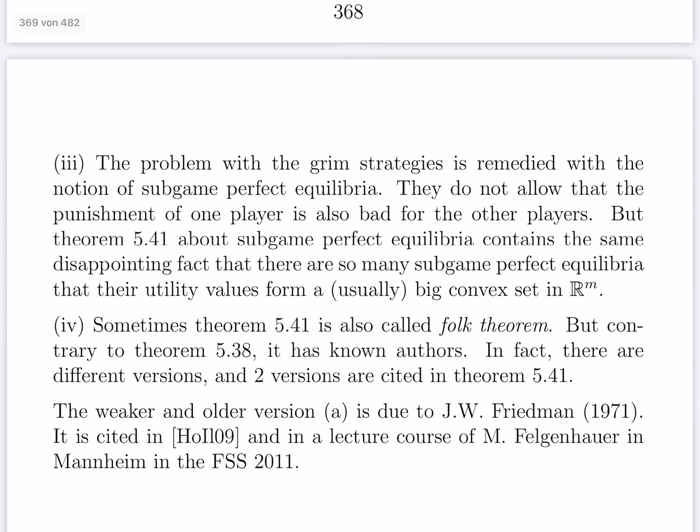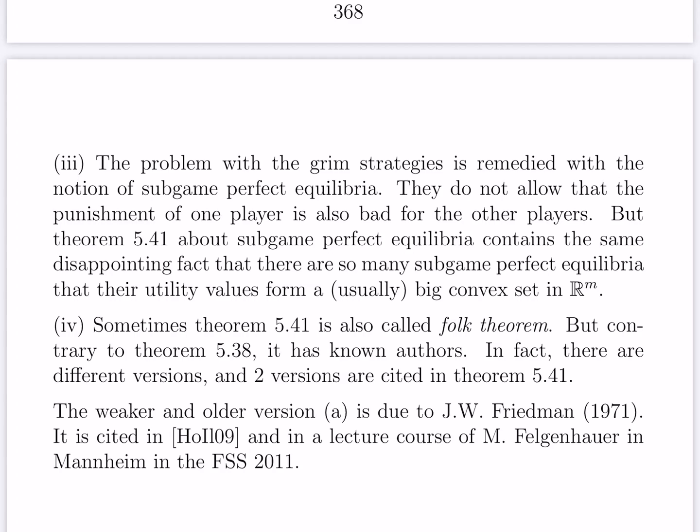So the problem with the grim strategies can be remedied, namely with the notion of subgame perfect equilibria. They do not allow that the punishment of one player is also bad for the other players. Subgame perfect equilibria usually have a finite punishment phase for some player, not an infinite one. But theorem 541 about subgame perfect equilibria also contains the same disappointing fact that there are so many subgame perfect equilibria that the utility values form a usually big convex set in R up to M.